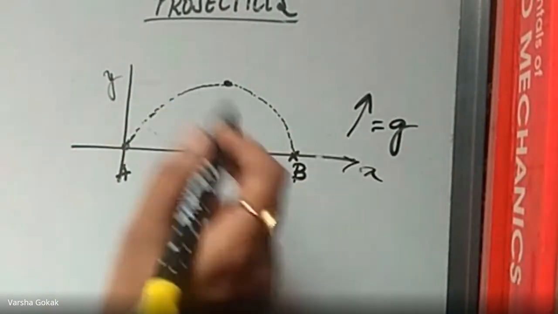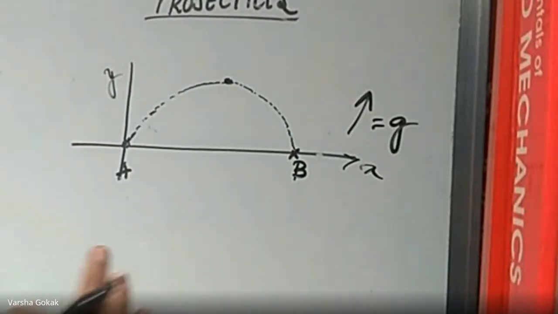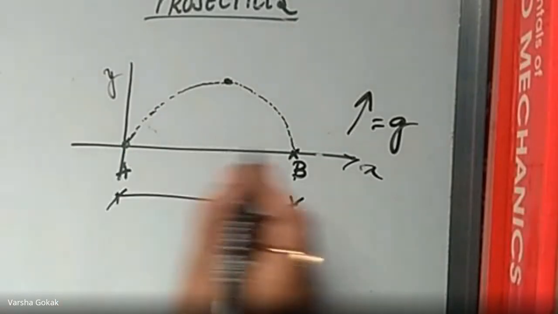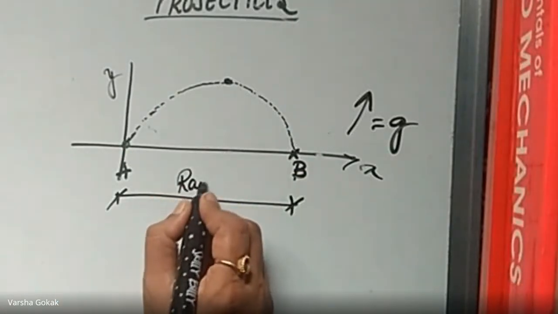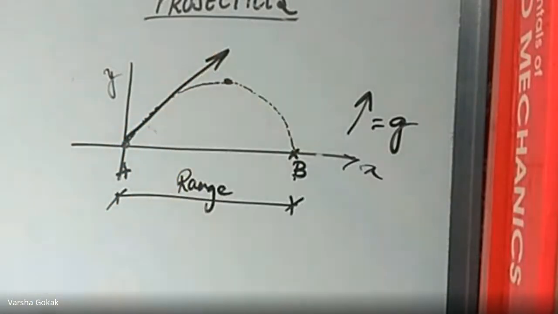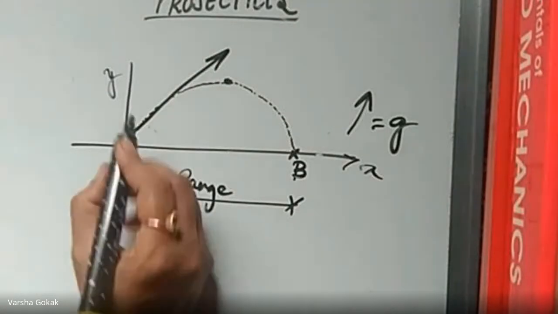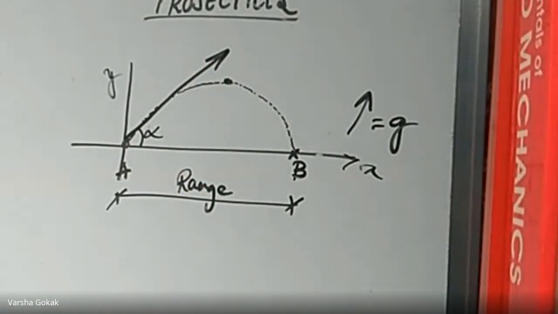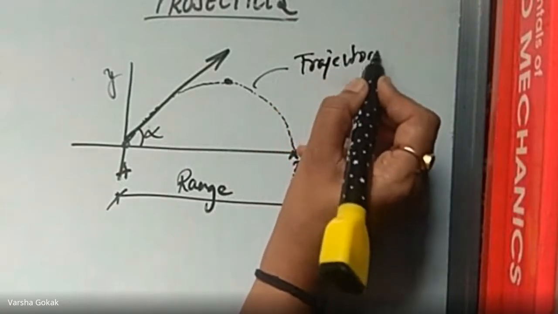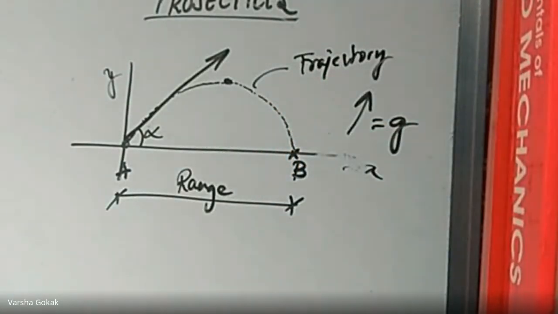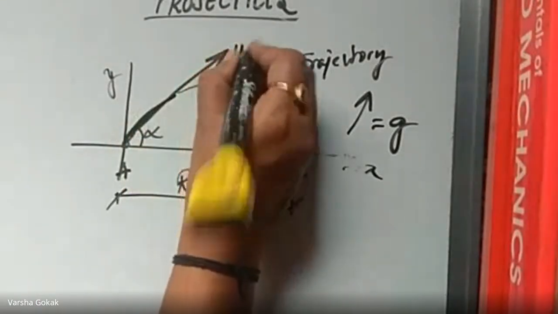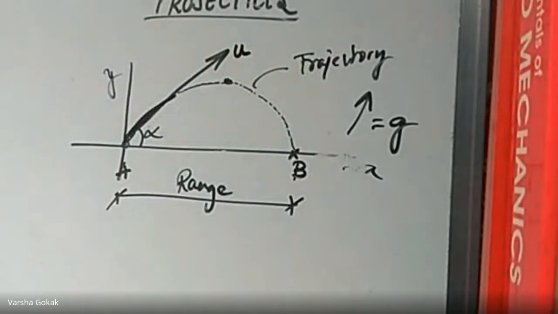Now, there are some terminologies that we have to learn from this particular figure. From here to here, the distance from the start to the end, this is marked as range. I will explain what they are. If I draw a tangent starting at this point, it makes an angle, I'll call it alpha. This is called a trajectory, and the particle is moving with an initial velocity, let us call it u.